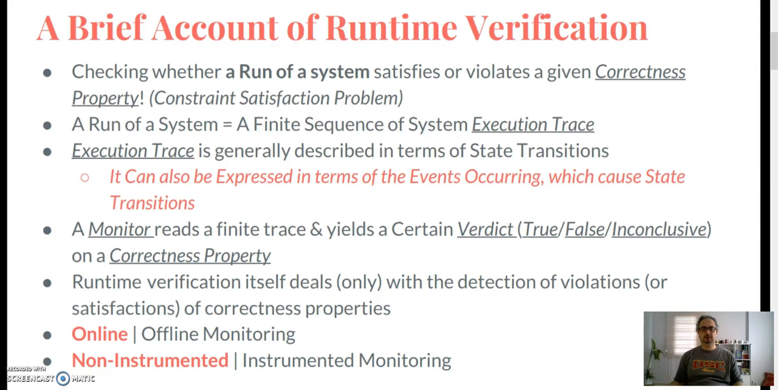Runtime verification is a method for checking whether a run of a system satisfies or violates a given correctness property. A correctness property is actually what a system is required to do when it is run on an actual deployment environment. So this is a complementary testing or verification method. A run of a system can be defined by a finite sequence of system execution traces, which can be acquired by logging system traces.